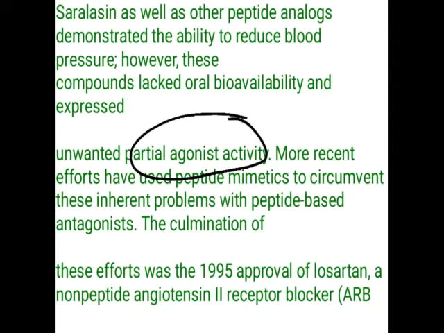So they found that the peptide linkage which is present is responsible for these disadvantages. The peptide-based antagonist produces such problems, so we have to change the peptide linkage. So the next drug approved was losartan, which is the non-peptide blocker. In it you will not find a peptide linkage.